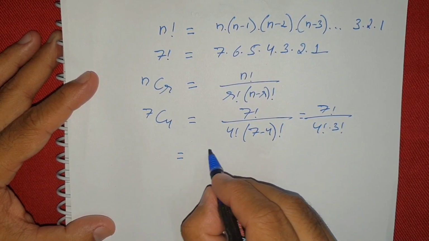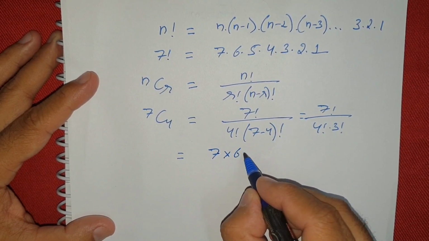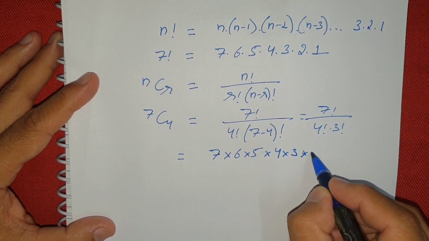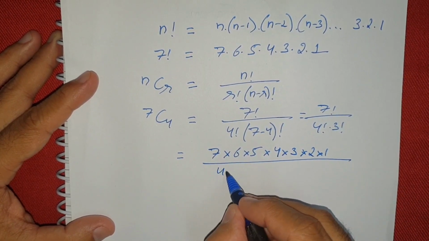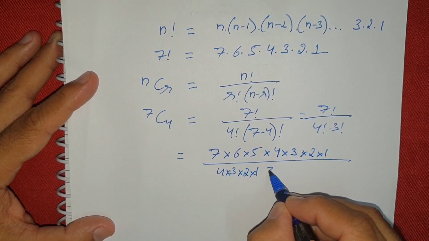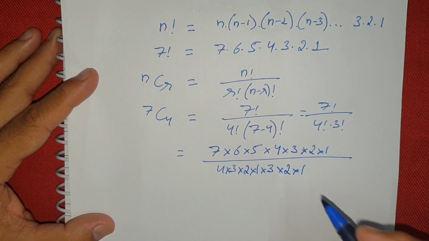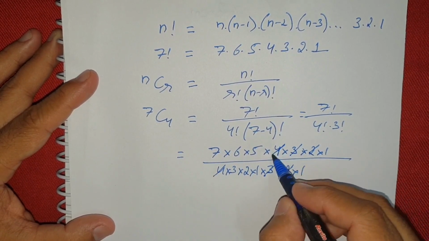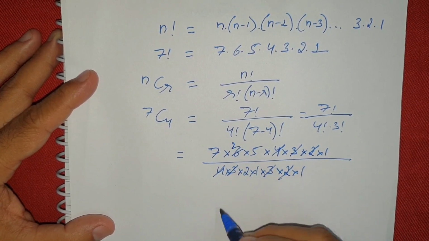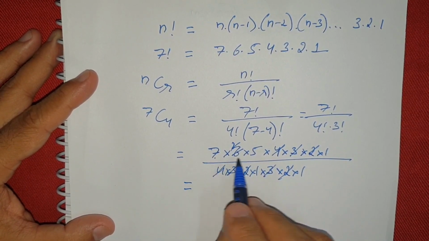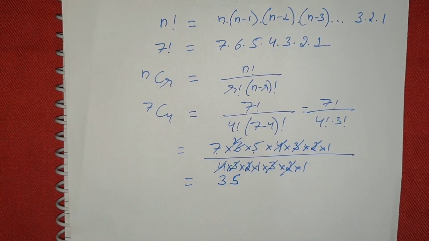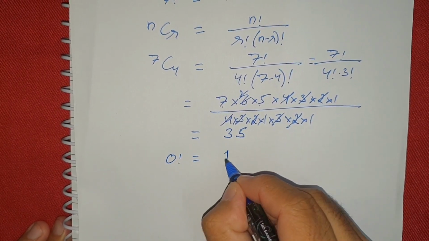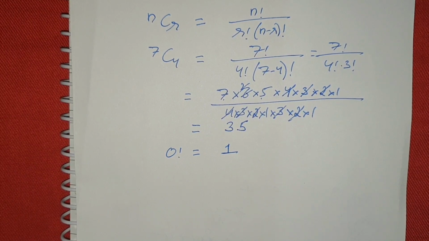And to further solve it, this is 7 times 6 times 5 times 4, 3, 2, 1 and this is 4, 3, 2, 1, this is 3, 2, 1. So 2 will get cancelled by 2, 3 by 3, 4 by 4, this goes 2 times, 2 by 2. So we have 7 5s are 35. And the last point is that you should know 0 factorial, we take 0 factorial as 1. Okay.